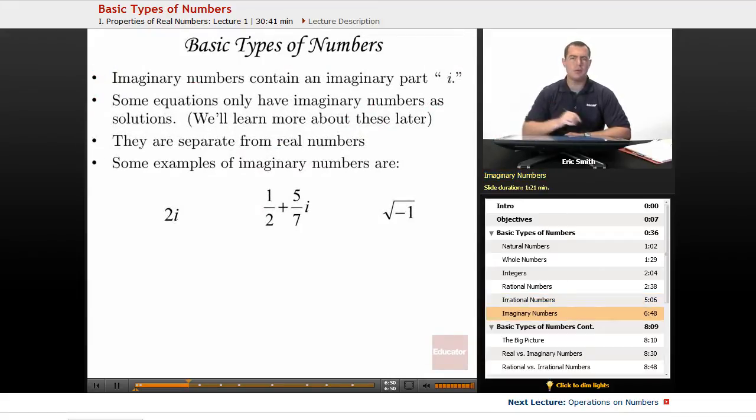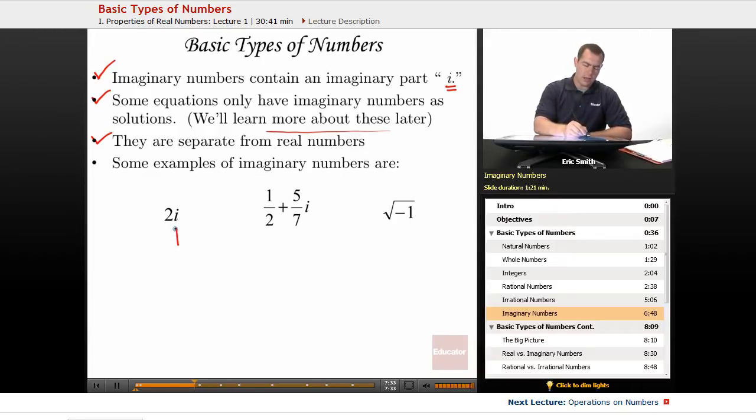Now, all the types of numbers we've covered thus far are actually types of real numbers, but there's another group that is completely distinct from those real numbers. Those are the imaginary numbers, and you can usually recognize those ones because they'll contain an imaginary part with i in it. Now, the reason why these will be so important is some equations might only have imaginary numbers as solutions. We'll learn more about these imaginary numbers in some future lessons. Now, as I've said before, they are completely separate from our real numbers. So you won't have an imaginary number that also ends up on our list for real numbers. Completely different things.